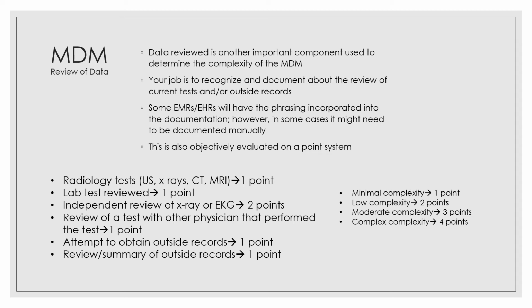This is also objectively evaluated on a point system. So things like review of radiology tests will be 1 point. Lab tests reviewed will be 1 point. Independent review of an X-ray or EKG will be 2 points. Review of a test with the other physician that performed the test will be 1 point. Simply the attempt to obtain outside records will be 1 point, and the review and summary of those outside records will be 1 point. And you can see the different complexities to the side here. If I get 4 points, that's a complex complexity.